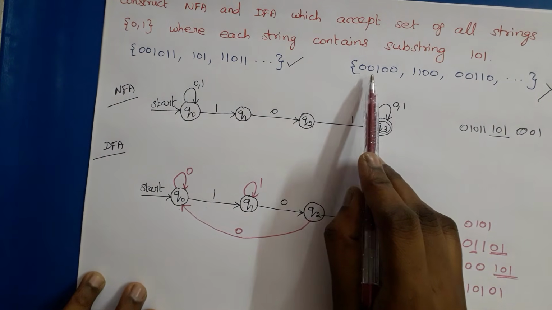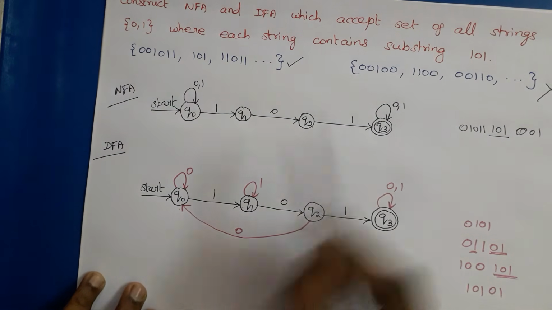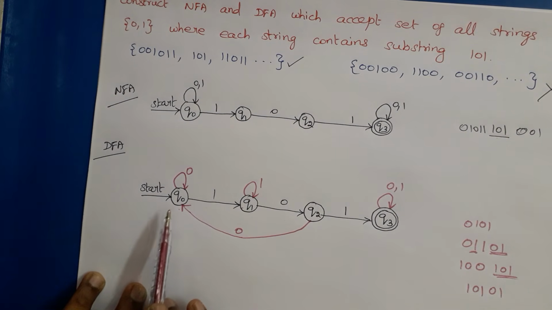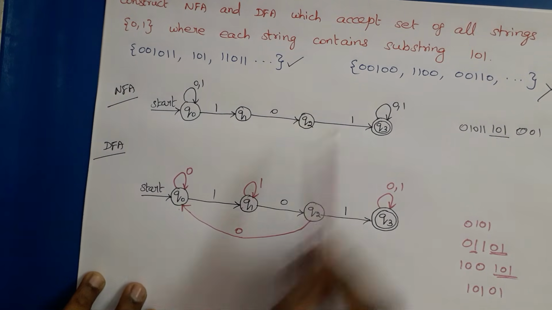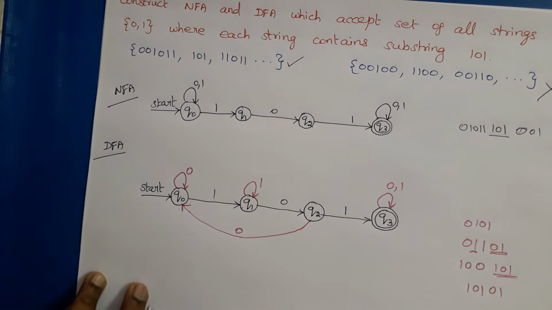Similarly, check with the incorrect input strings, 000010000100. So we are not in the final state, so it is rejected. Then 11001100. Similarly, we can check for correct and incorrect input strings. So this is the NFA and DFA for the substring 101.